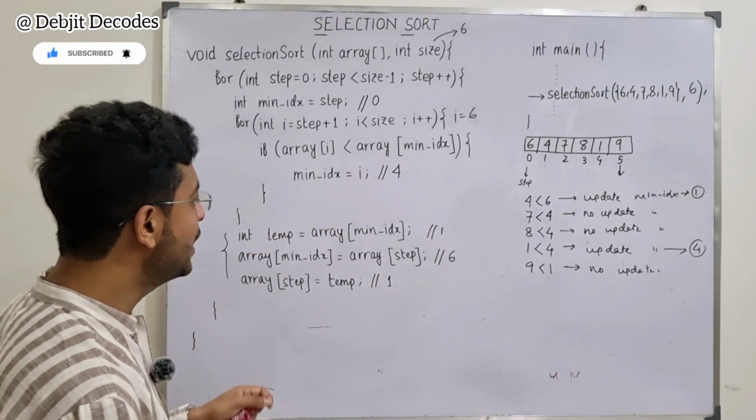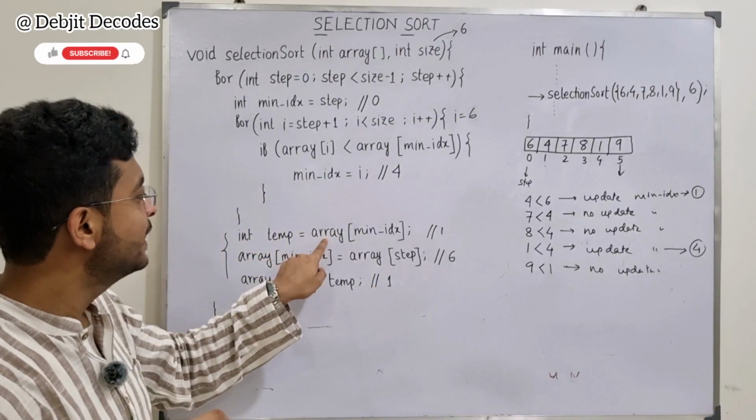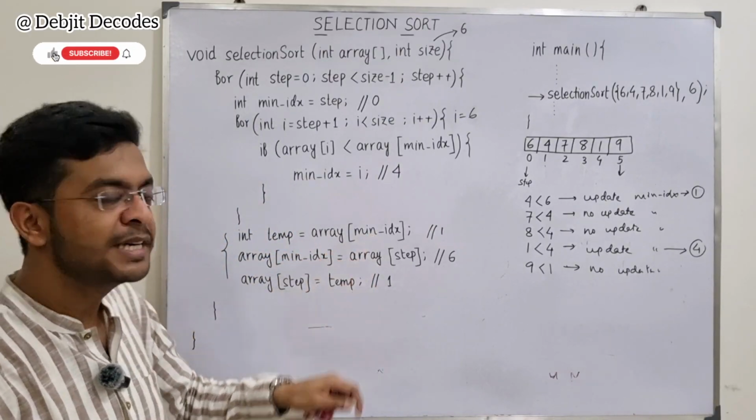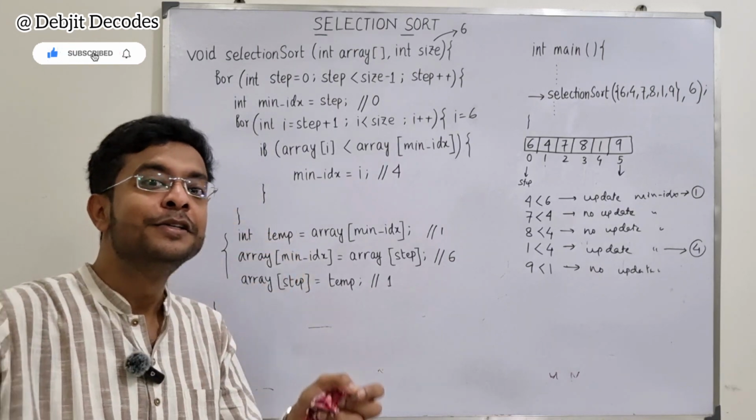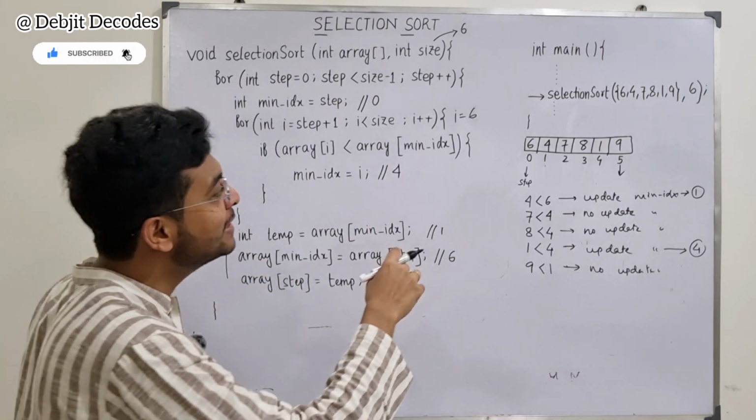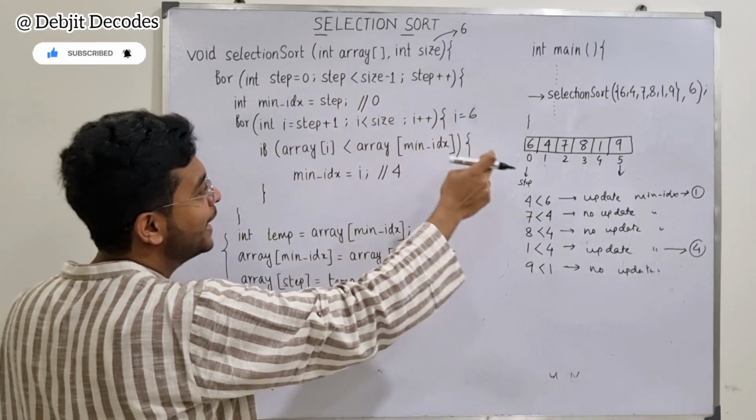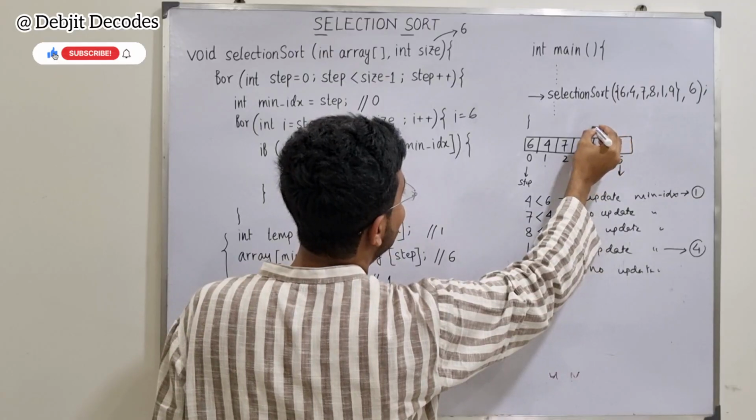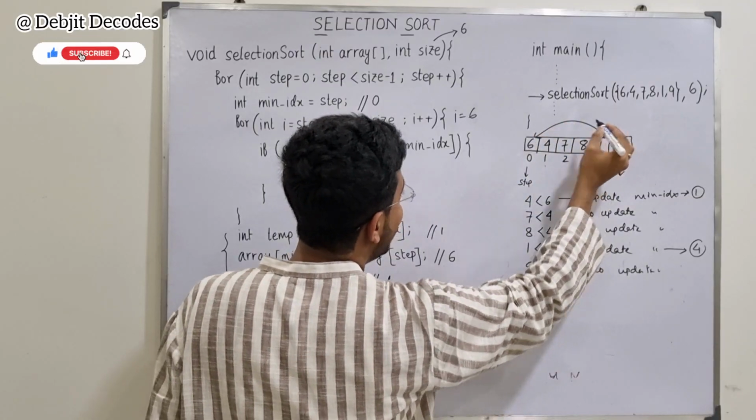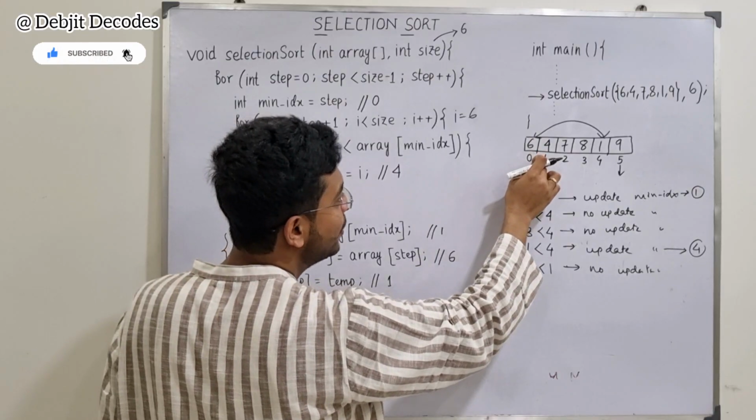So what it is actually doing, if you can check, this particular line is swapping the array of min index and array of step. Array of min index and array of step is getting swapped, right? So who is that array of step? Array of step was 6 and array of min index was 1. So these two will be swapped, because if you can see, now array of step becomes 1.